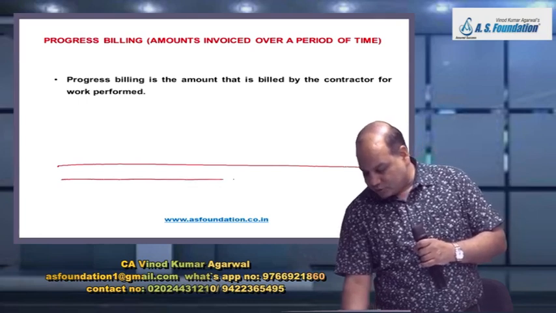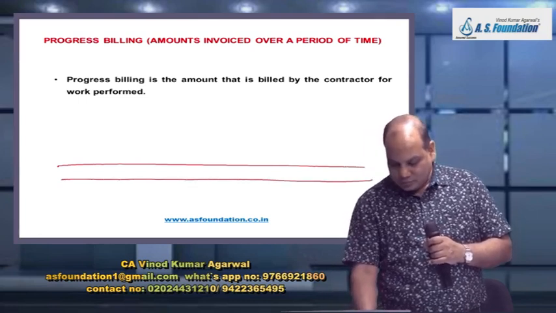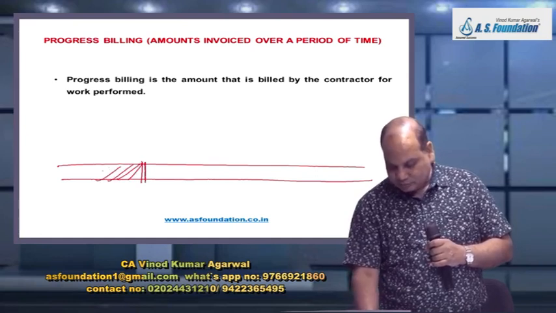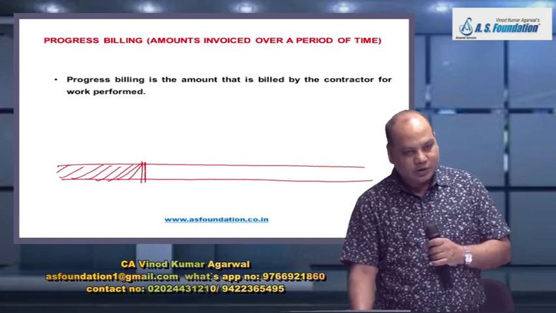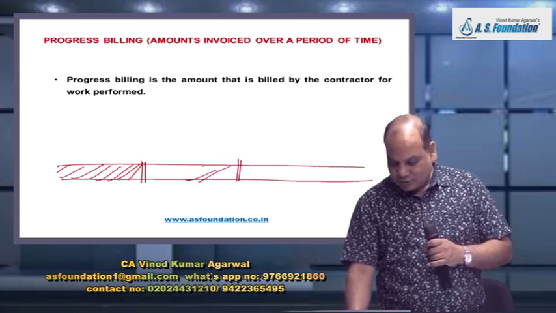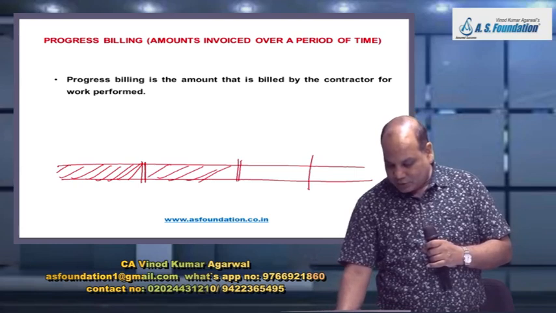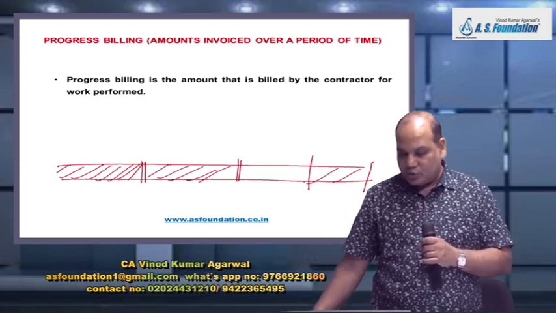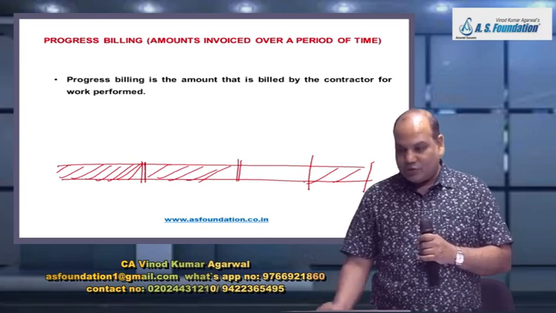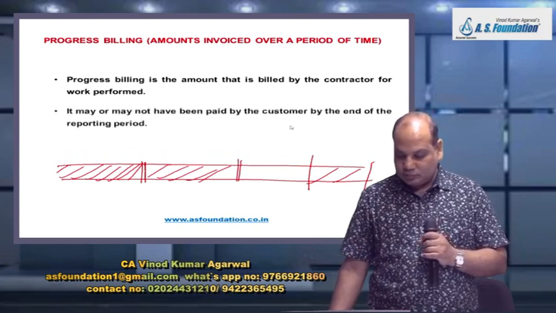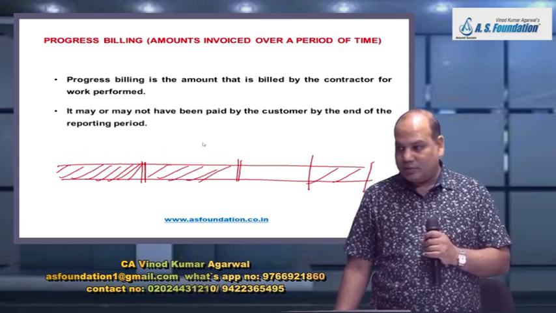So this is the highway. Say 25% work has been done. He will raise a bill, get the work certified. Again 50% work has been done. He will raise a bill. 75% work has been done. 100% work has been done. This way he raises the bill. Customer will receive the bill. What he will do next? He will make the payment.